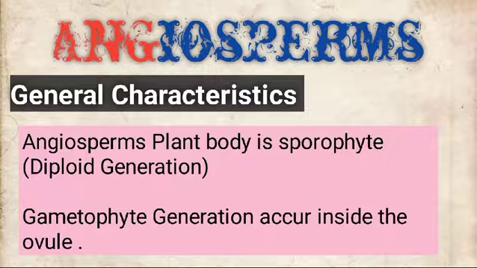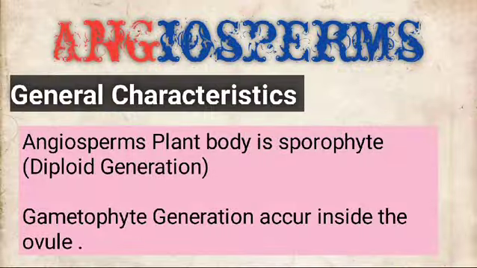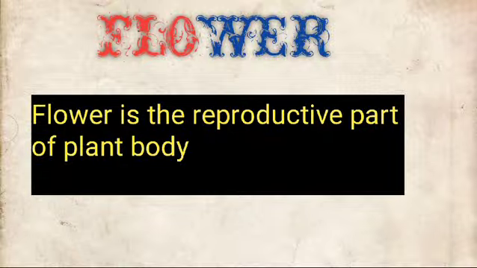The plant body of the angiosperm is a sporophyte, means diploid generation. Gametophyte generation occurs inside the ovule. In the angiosperm, the double fertilization occurs. Their ovule develops into the seed and fruit is developed from the ovary.